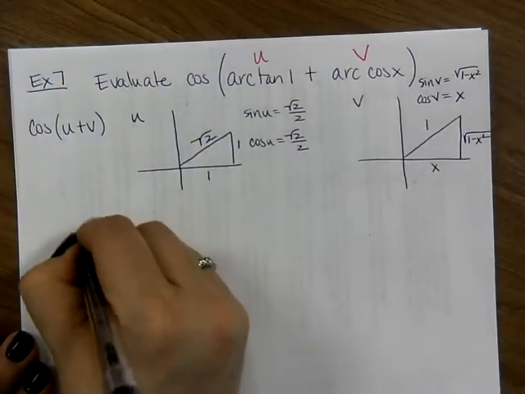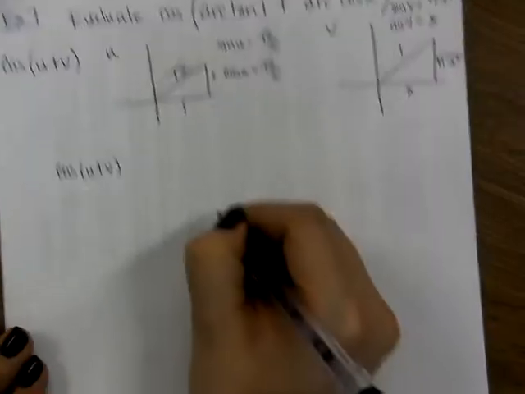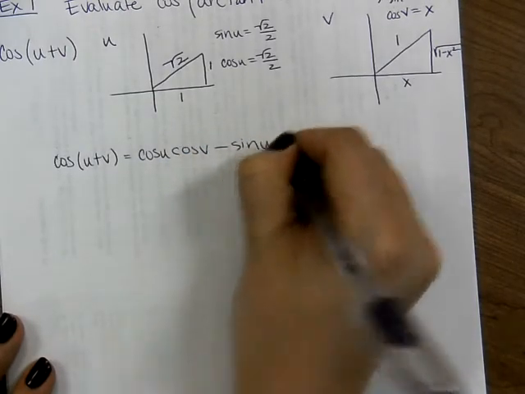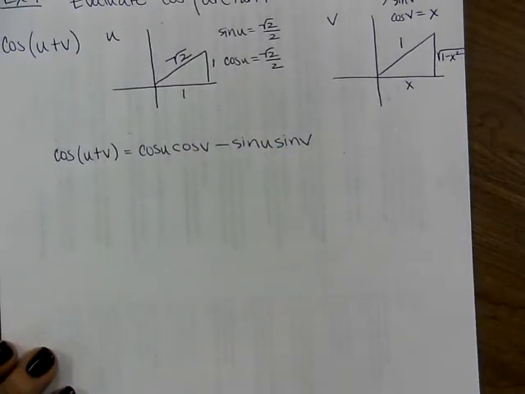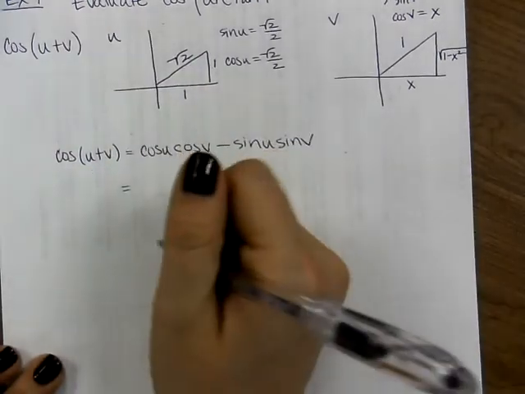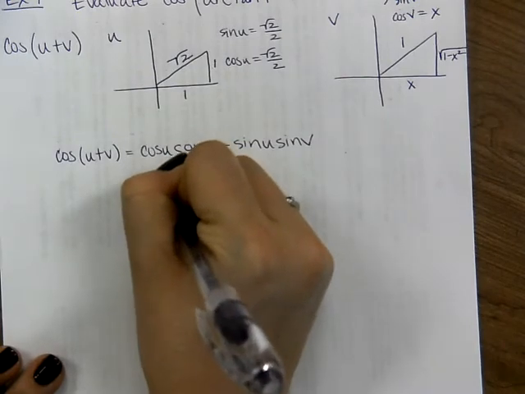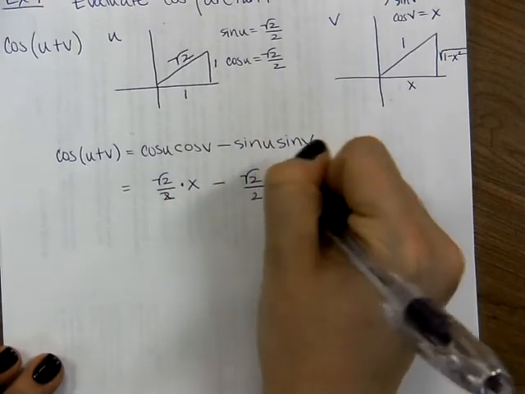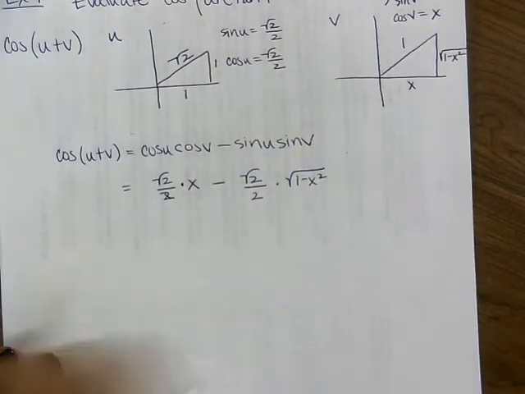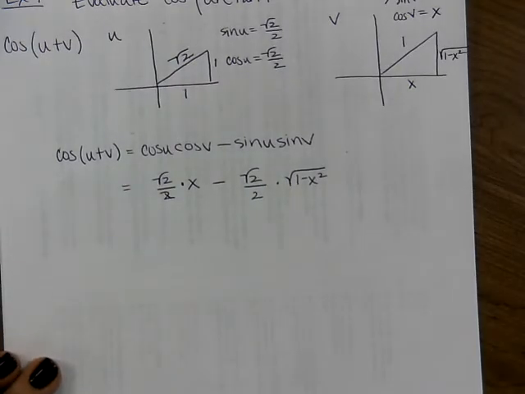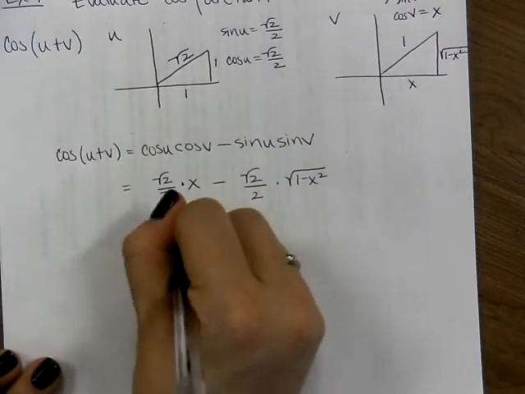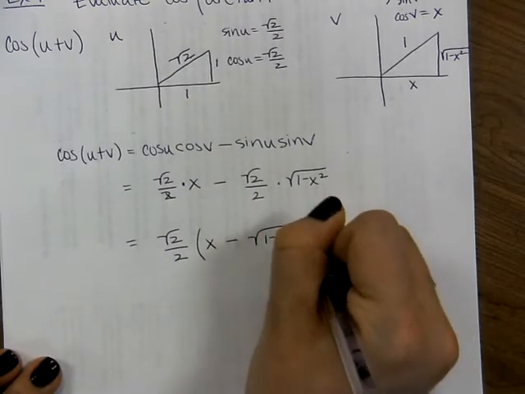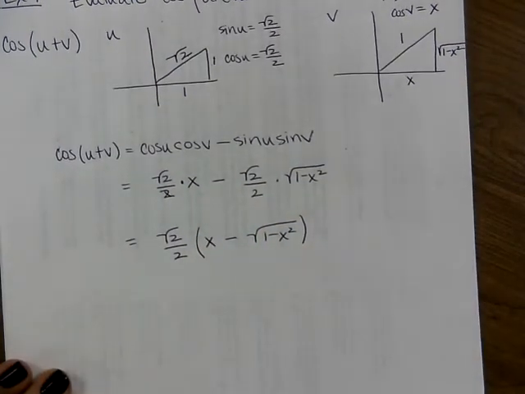All right, so now we have the cosine of u plus v. So that's going to be cosine of u, cosine of v, minus the sine of u times the sine of v. And I'm going to plug them in. So I'm going to get root 2 over 2 times x minus root 2 over 2 times root 1 minus x squared. Not a whole lot you could do here to simplify. You could factor out that root 2 over 2 and write it as root 2 over 2 times the quantity x minus the square root of 1 minus x squared. That would be okay. I'd accept either one.